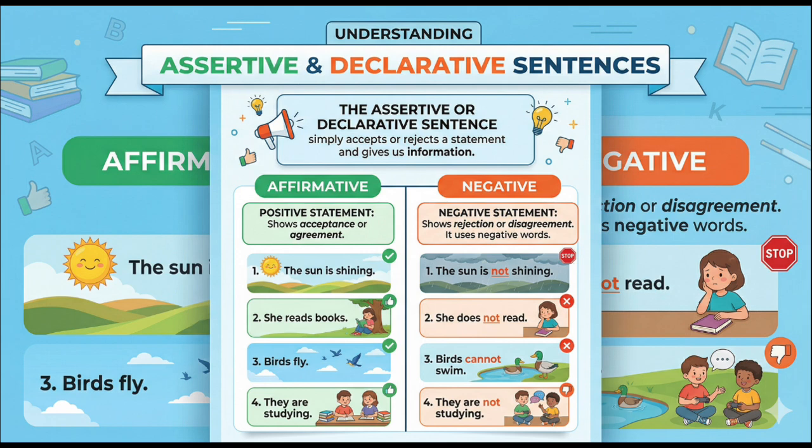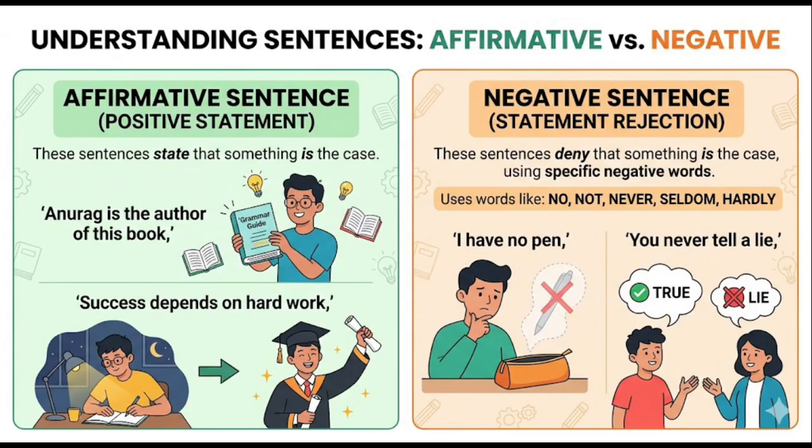An affirmative sentence is a positive statement. Like, Anurag is the author of this book, or success depends on hard work. A negative sentence rejects a statement using words like no, not, never, seldom, or hardly. For example, I have no pen, or you never tell a lie.